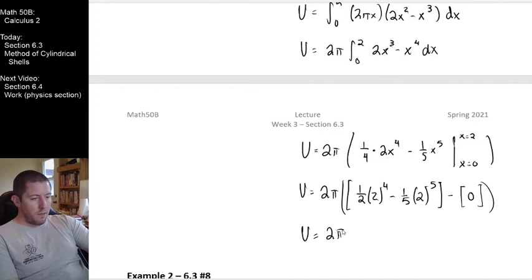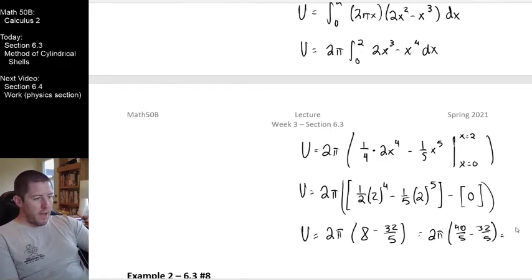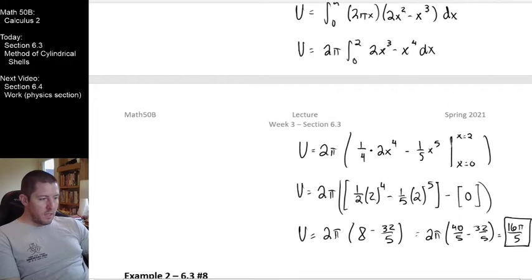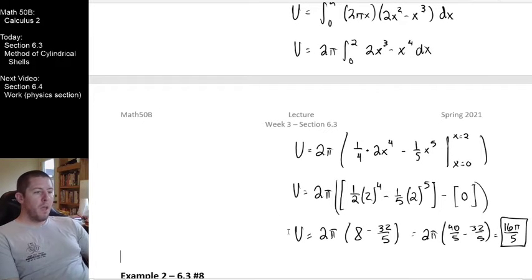And so our final volume here should be 2 pi times this first part, which is really just 2 cubed, so that's 8, minus 32 over 5. That's 2 pi times 40 over 5 minus 32 over 5. That's 8 over 5 times 2 pi, which is 16 pi fifths. That's what I'm seeing here. Just doing a little fraction math, getting down to our result at the end.